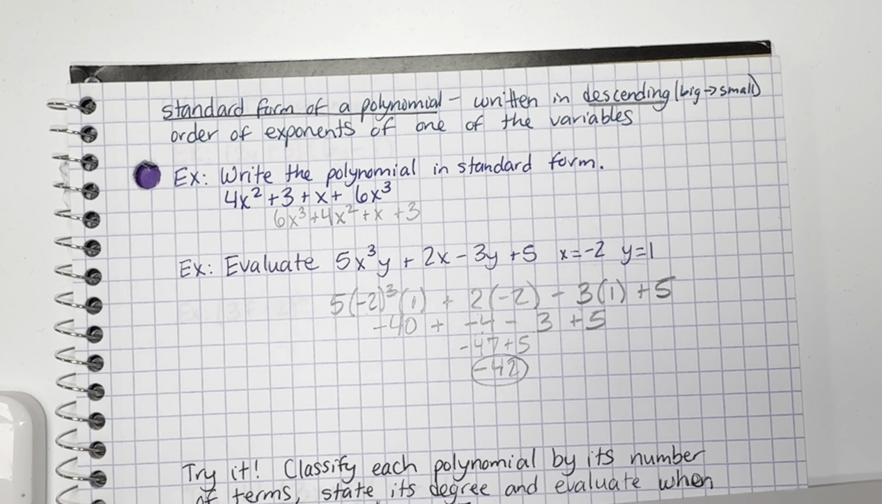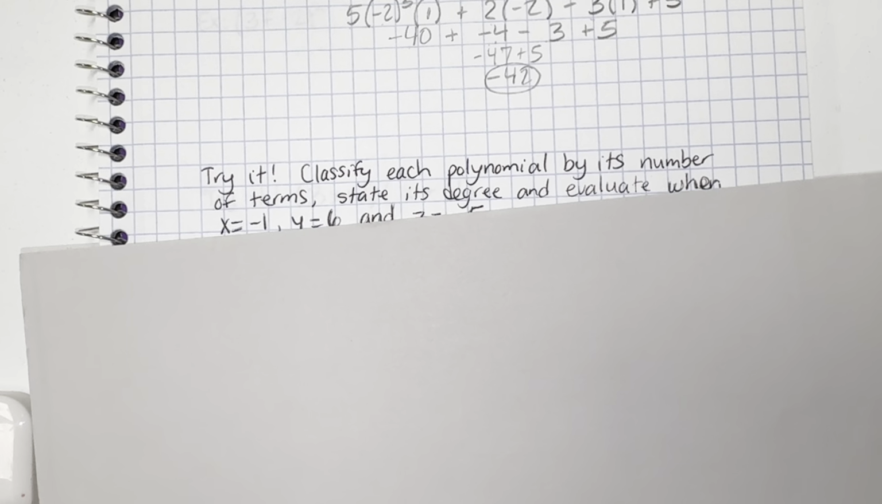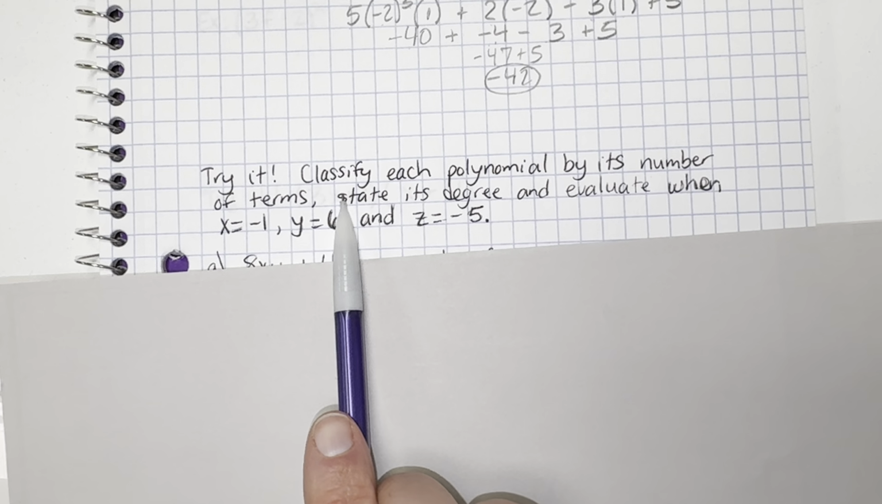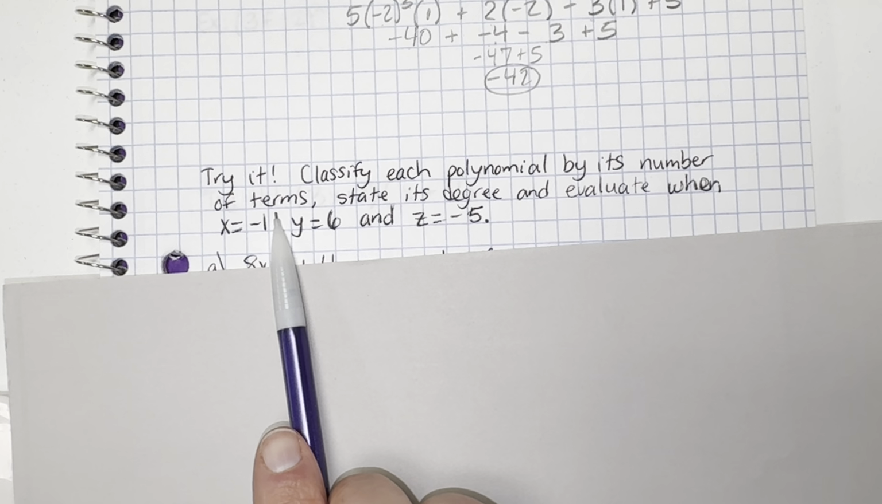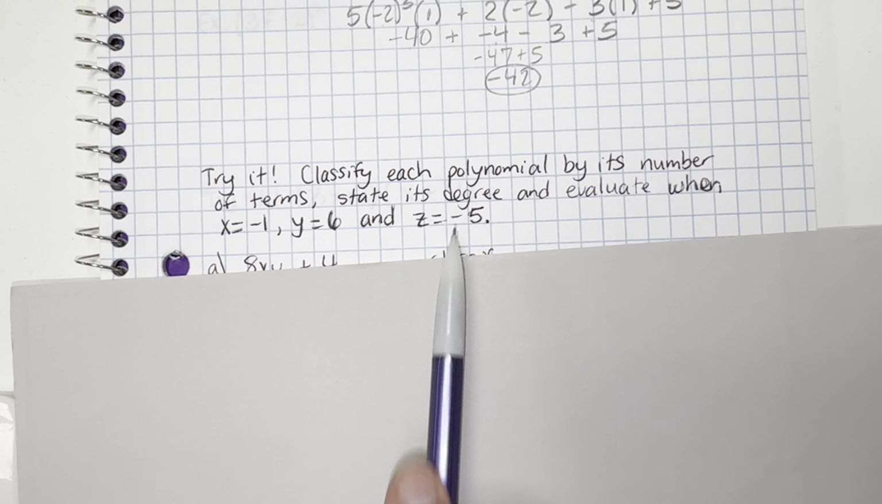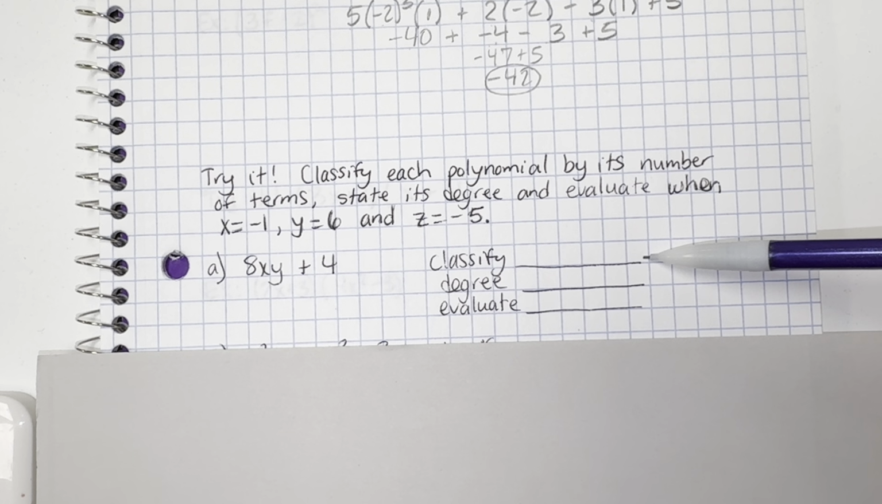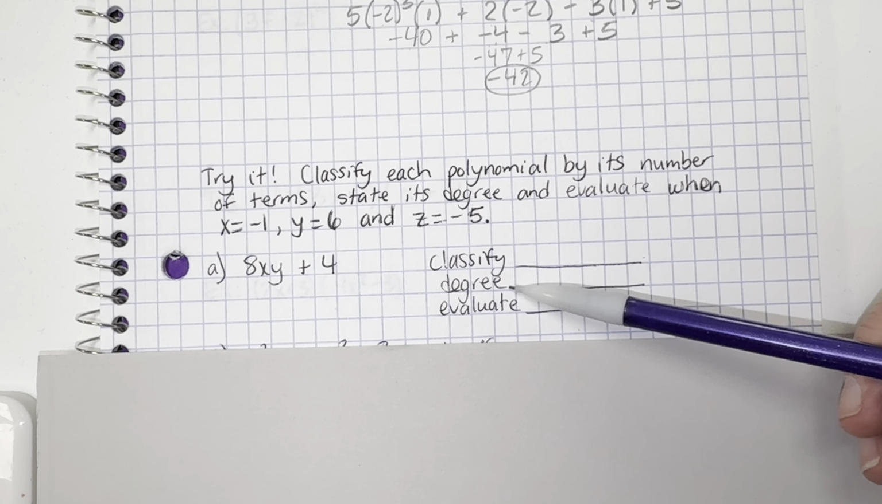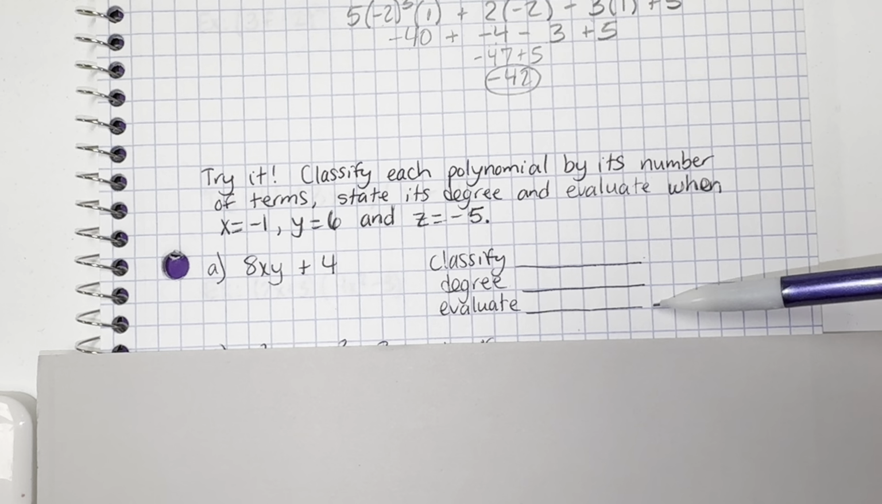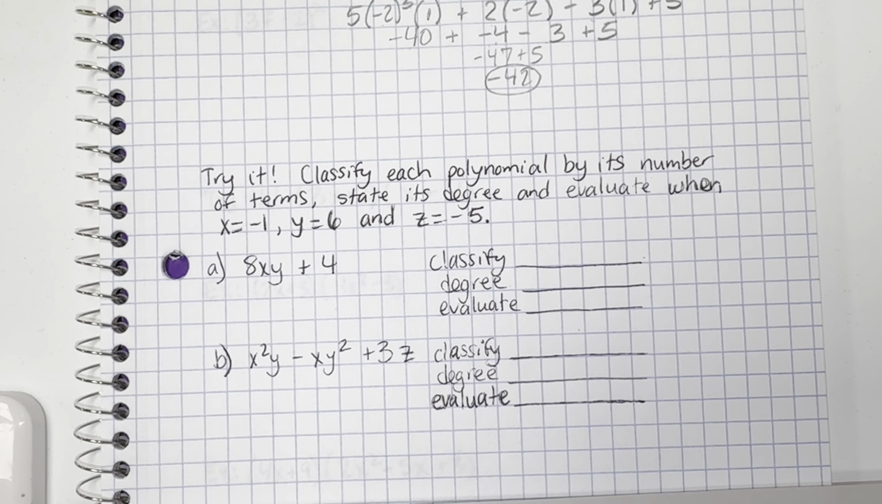All right, so what I want you to do now is I have some polynomials for you. So kind of this is a summation of our whole lesson. I want you to classify the polynomial by its number of terms, state the degree of the polynomial, and then evaluate it when it equals these numbers. Okay? And then you'll put your answer on the side. So classifying it, we're talking about a monomial, a binomial, or a trinomial. The degree, remember, add up your exponents. And then last thing, evaluate, plug those in. Okay? So I got 2 of those for you to do. Once you're done, get those answers checked off to receive your assignment.